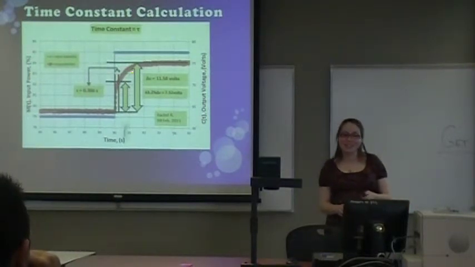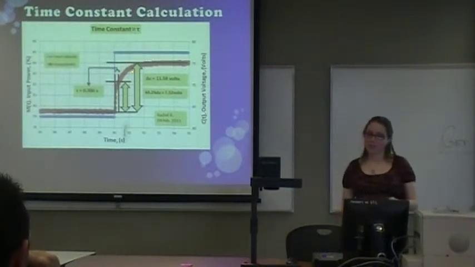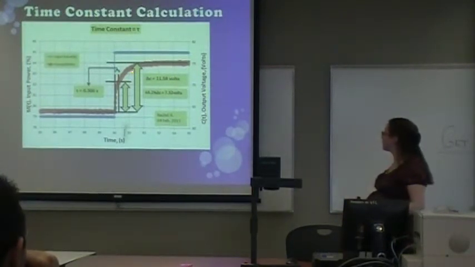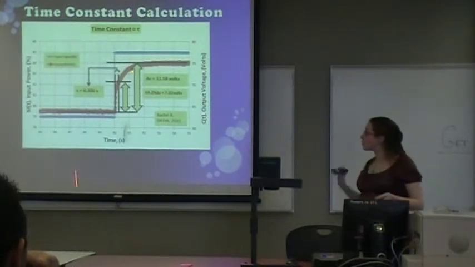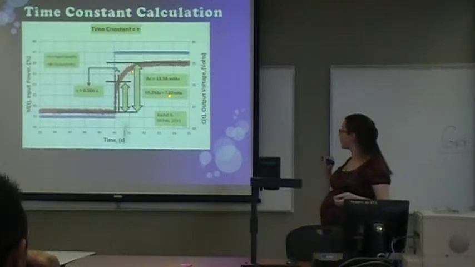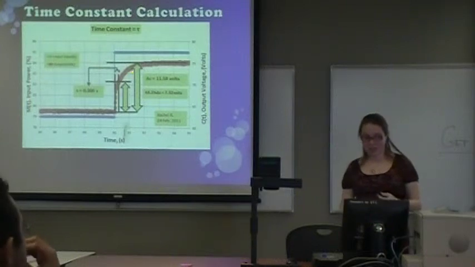You have a time constant calculation, your tau, which is solved by using the delta C, and you multiply it times the 63.2% to get 7.32 volts. And then you look for your line, and you get a tau of 0.306 seconds.